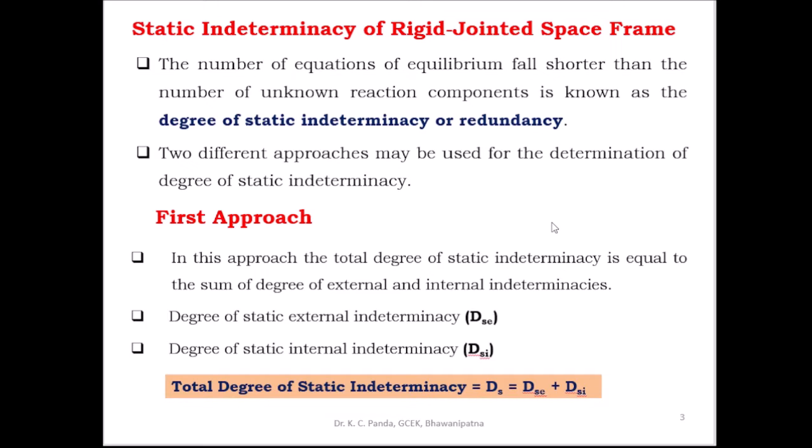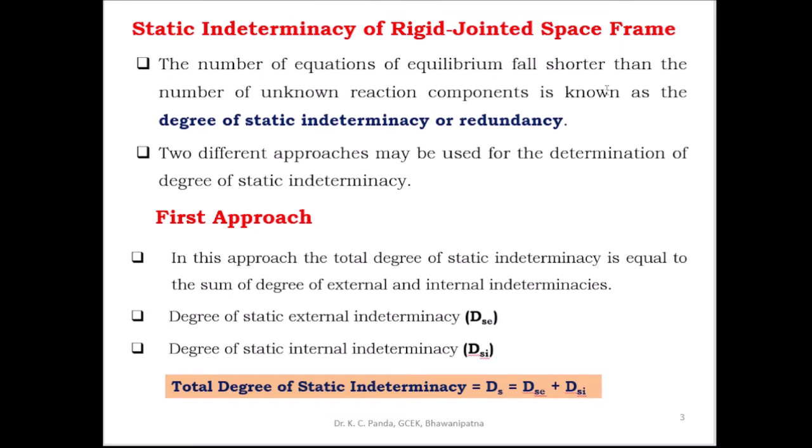Then coming to the static indeterminacy of rigid jointed space frame. First we have to know what is statically indeterminate structures. The statically indeterminate structures are those structures which cannot be analyzed with the help of equations of static equilibrium alone. In the case of statically indeterminate structure, the number of unknowns is greater than the number of independent equations derived from the condition of static equilibrium.